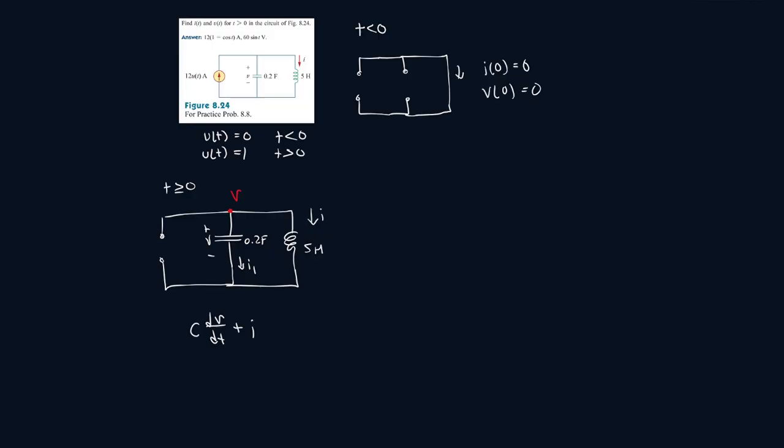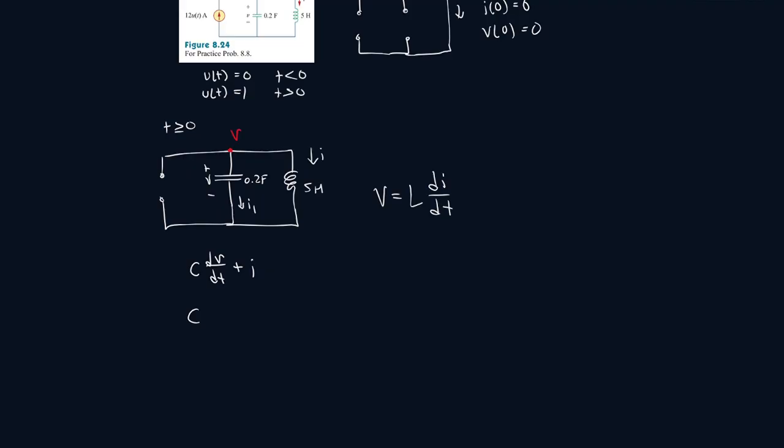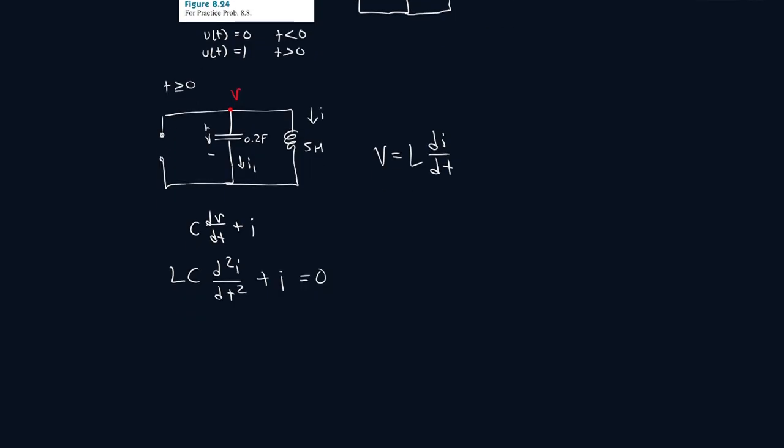So what we're going to do is substitute something in for V to have everything in terms of I. We know the voltage at this inductor is going to be the same as the voltage here. So V is equal to the inductance times the change in current over the change in time. So we can put that V into here. So it'll be C times L times d squared I over dt squared plus I equals 0. Now divide everything by LC.